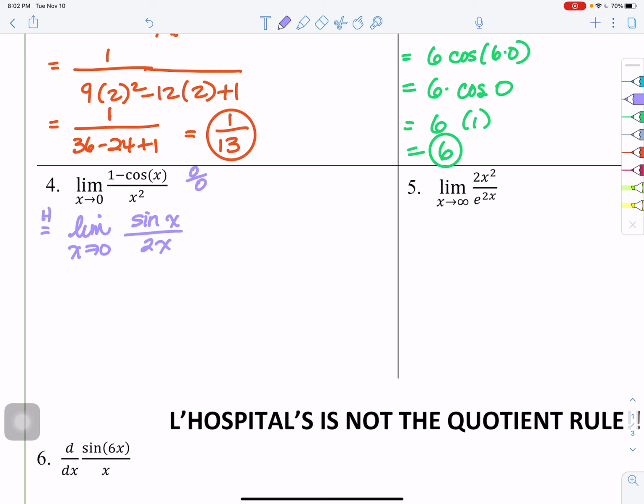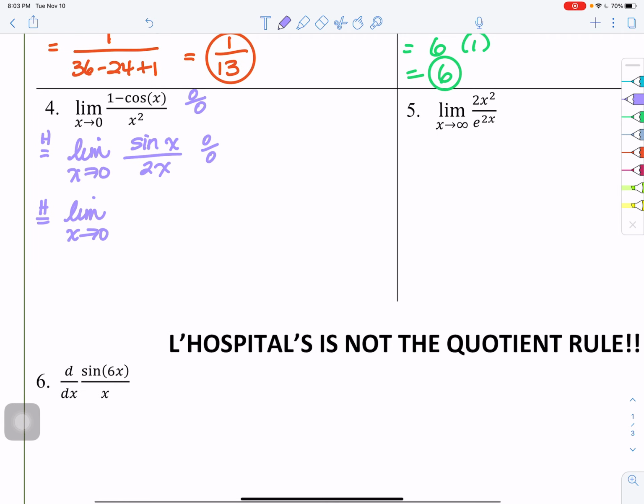Now, what do you notice? The sine of 0 is 0, and 2 times 0 is 0. So we are going to apply L'Hopital again. And you will have to apply it again and again until you don't have an indeterminate form.